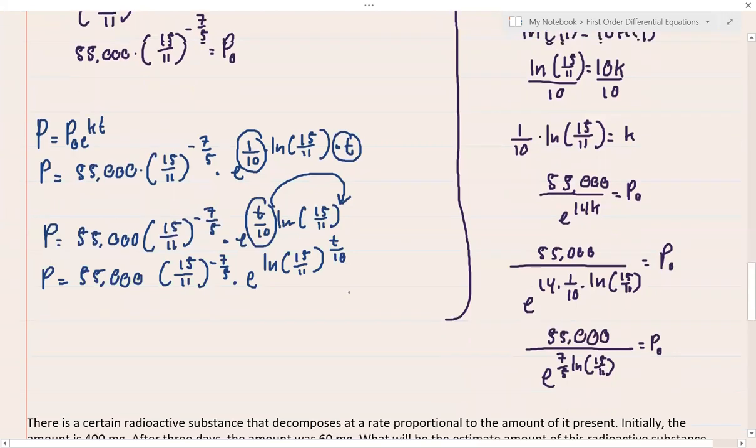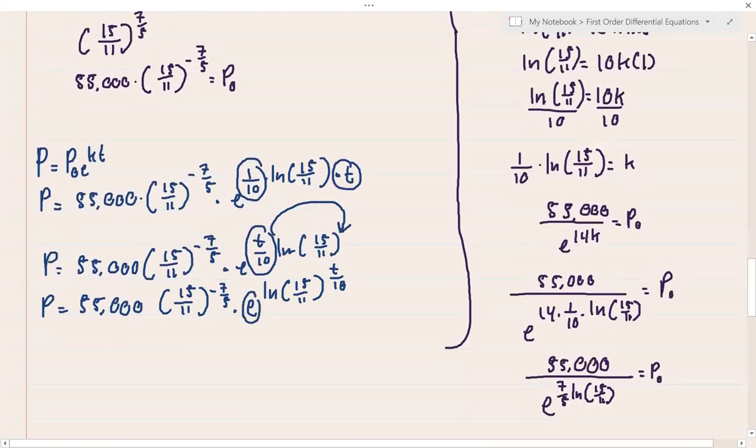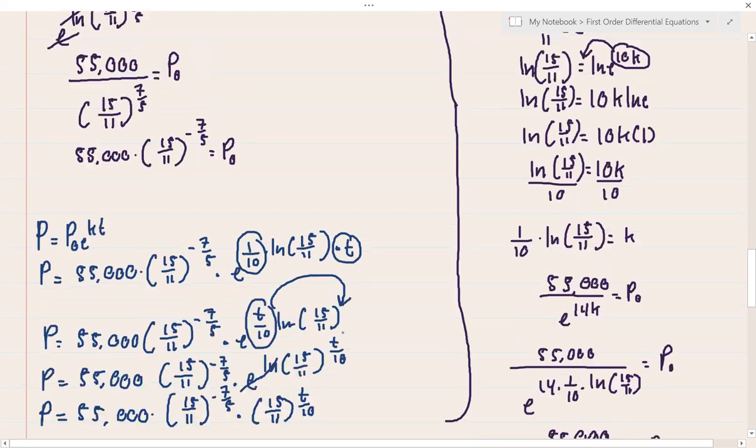Ayan. Then, remember, kapag meron kang base na e, tapos meron kang exponent na ln, ika-cancel mo sila. So what happens is we will have P is equal to 5,000 times 15 all over 11 raised to negative 7 all over 5 times 15 all over 11 raised to t all over 10. Ayan siya. Okay?